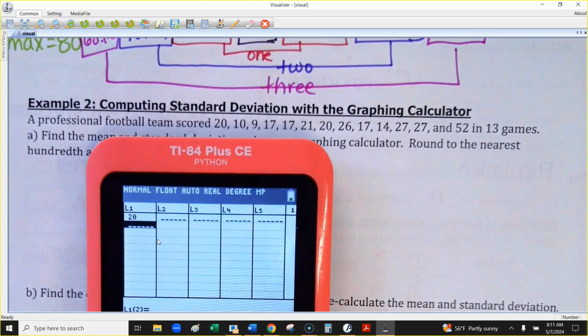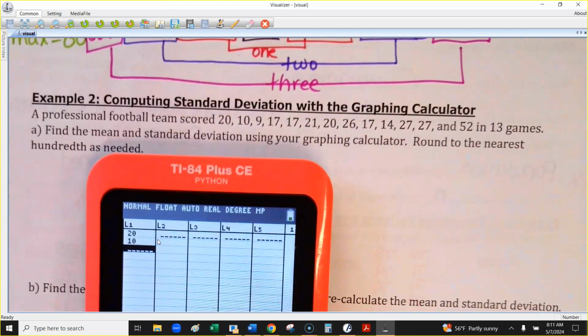So I'm just looking down the list. Doesn't matter the order. You do have to hit enter in between each one. There should be 13 of them. And I'm just going to go back and check and make sure I didn't mistype anything real quick. Okay.